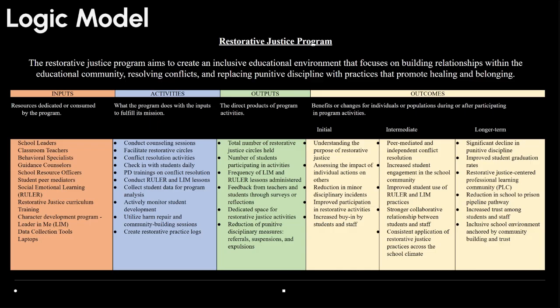Initial outcomes will be for students to understand the purpose of restorative justice, while intermediate outcomes will include peer mediated and independent conflict resolution. Longer term outcomes will see a reduction in the school to prison pipeline pathway and an increased trust among students and staff.